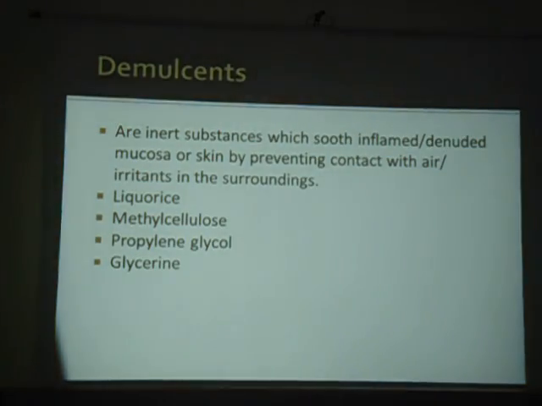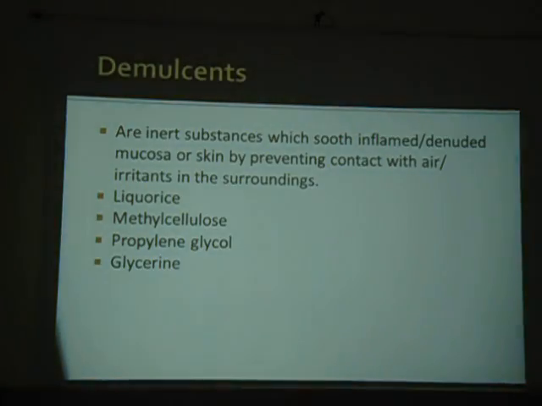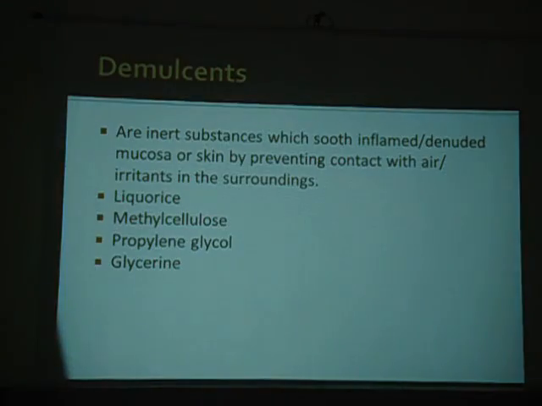So the agents are like demulcents. These demulcents are inert substances used topically which soothe the inflamed denuded mucosa or skin by preventing contact with air, irritants and the surroundings. These will be a part of your preparations, maybe creams, lotions. So licorice, methyl cellulose, propylene glycol, glycerin. Glycerin is part of most of the face washes which you use.